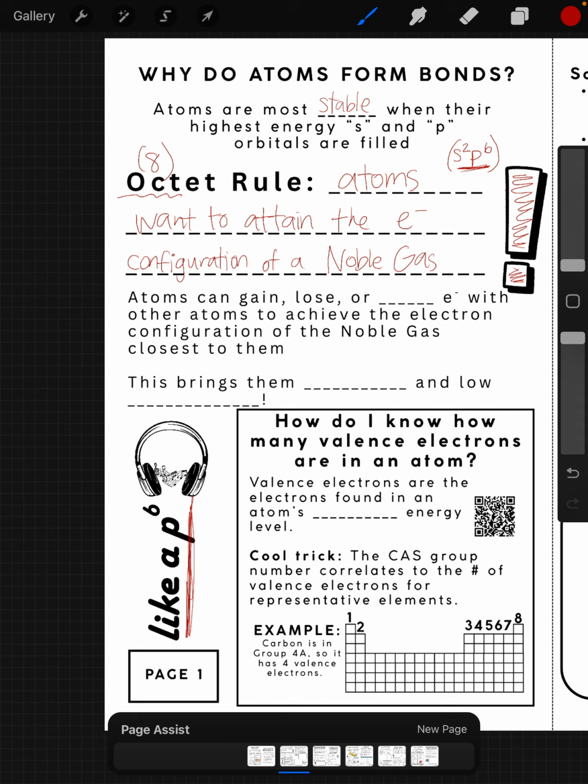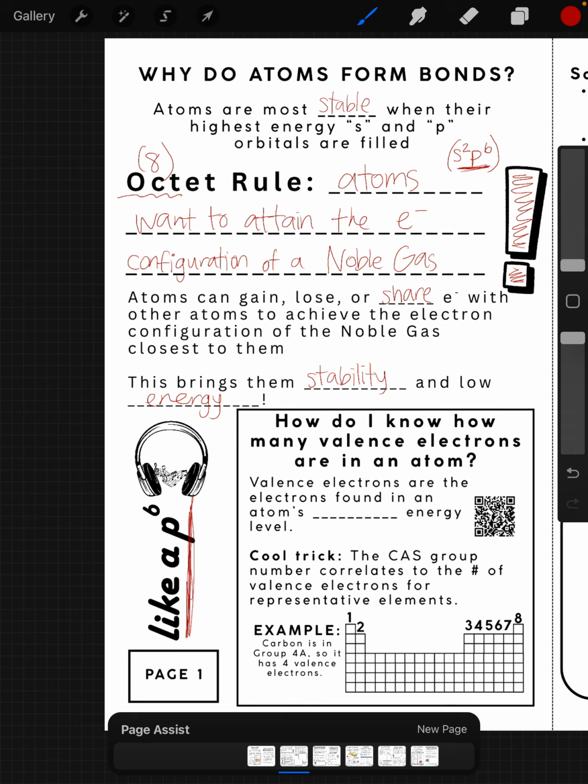So atoms are going to do whatever they can. They can steal electrons from other atoms. They can get rid of their electrons. And they can even share their electrons with other atoms in order to achieve the electron configuration of a noble gas. They want to have 8 valence electrons, hence the octet rule. This is because it brings them stability and low energy.